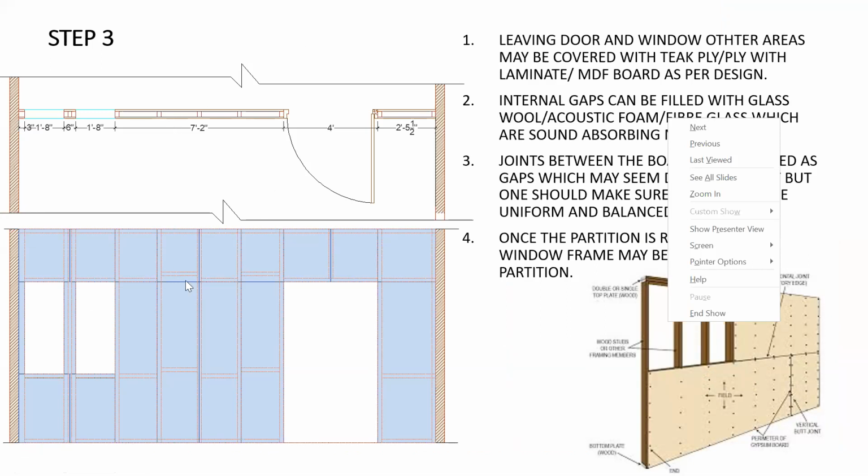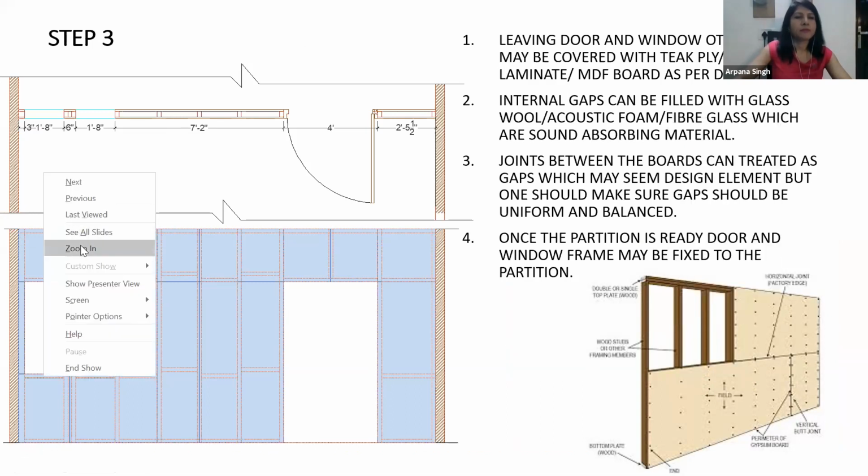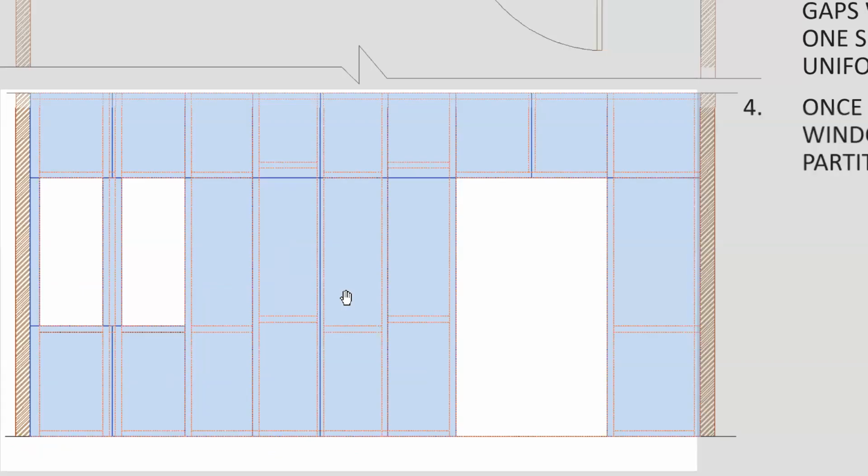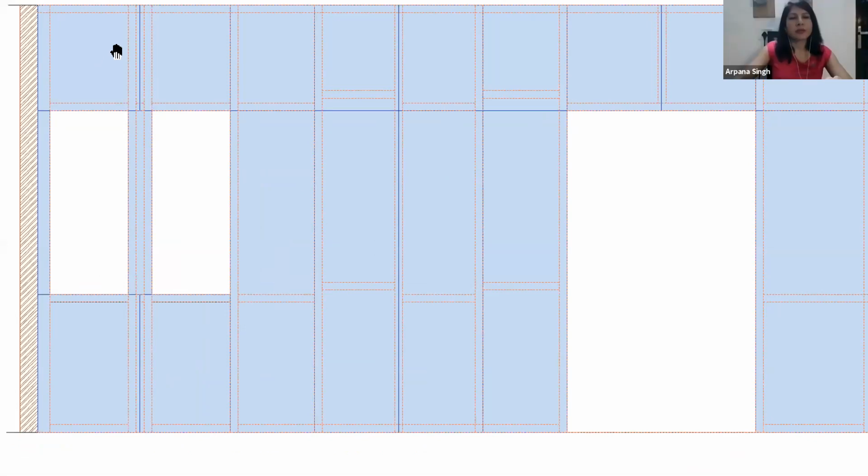Now coming to step 3, after the framework is ready, here you can see I have fixed all the laminated boards on top of the whole partition, leaving the door and the window. Those openings have been left behind.